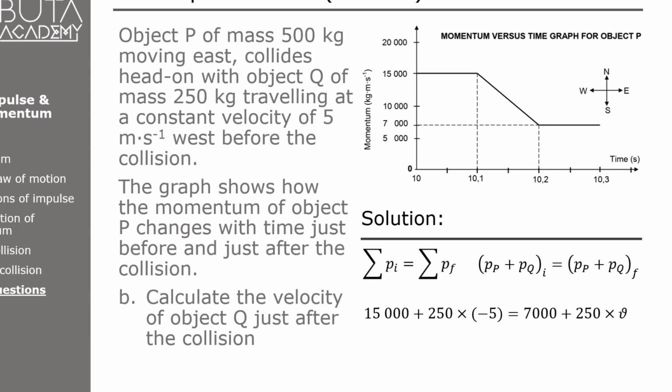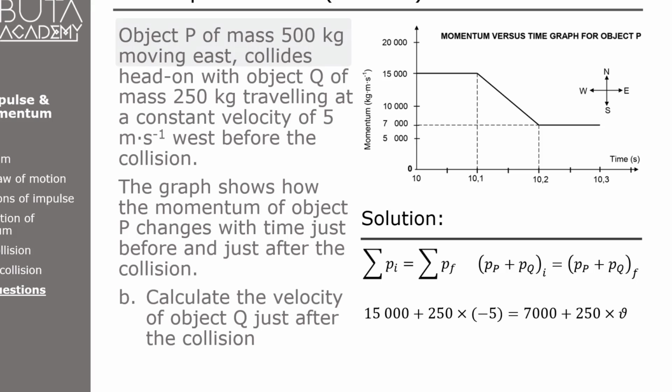P has an initial momentum of 15,000, while Q has an initial momentum equal to its mass times velocity, 250 multiplied by negative 5. The direction that we consider as positive is not specified. How then can we know that Q's starting velocity is negative?